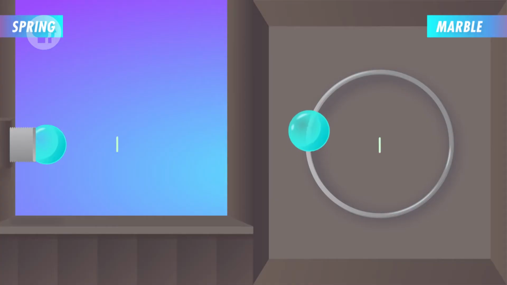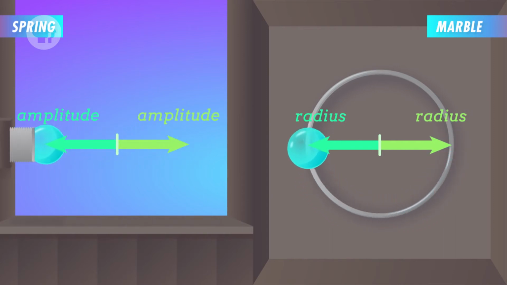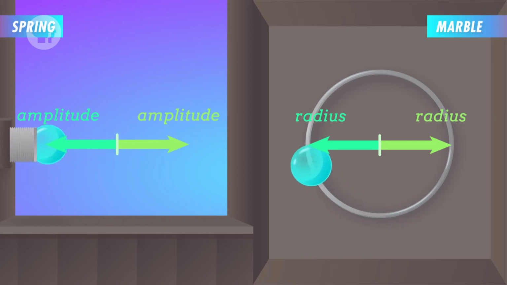Now let's take this comparison one step further. Let's assume that the radius of the ring is the same as the amplitude of the ball's motion on the spring, and that the marble's constant speed along the ring is equal to the maximum speed of the ball on the spring. In that case, if you did the math, you'd find that the equation for the marble's velocity when you look at it edge on is exactly the same as the equation that described the velocity of the ball on the spring. So let's recall what we know about uniform circular motion to see what it can tell us about simple harmonic motion.